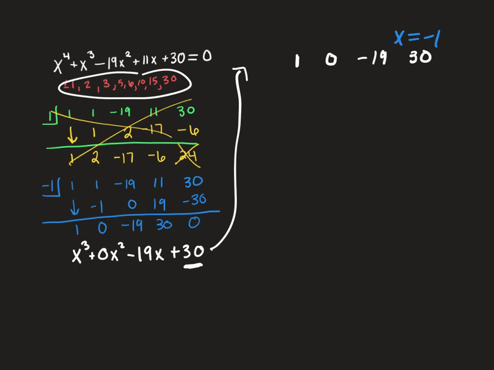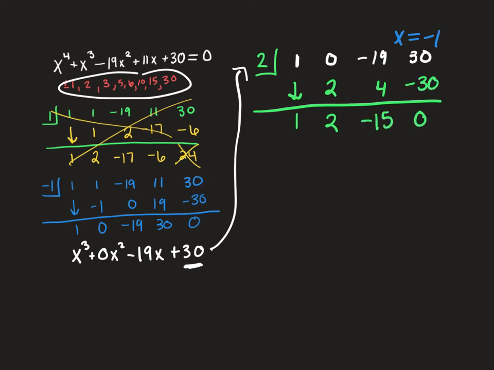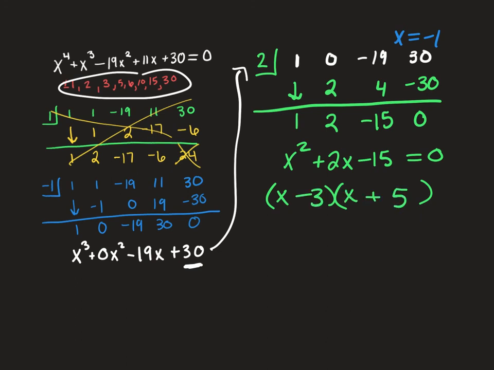So let's try 2. So 1 times 2 is 2, 2, 4, negative 15, negative 30. All right, so we've got this. And so now we have x squared plus 2x minus 15 equal to 0. So we're going to factor this. So factors of 15 that can give us 2. So we have 3 and 5. And we set those equal to 0.